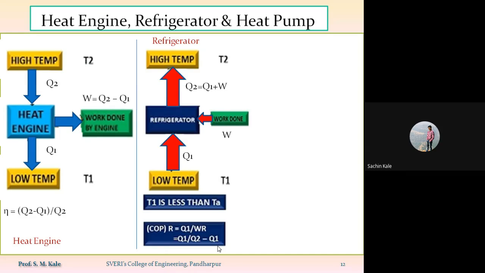Are you getting it? Did you understand the refrigerator concept? Yes or no? Say something. Yes, yes, sir, or no?